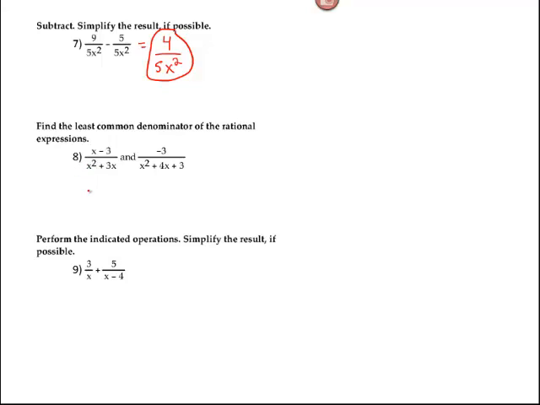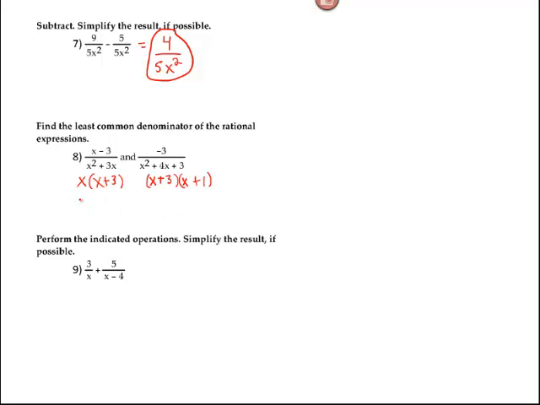On number 8, we want to find the least common denominator, and so on the bottom here, we need to factor, so they have an x in common, which leaves us with x plus 3. Here we want to factor, which goes to 2 parentheses. So what multiplies to get 3, that adds to get 4? So you'd put plus 3, plus 1.